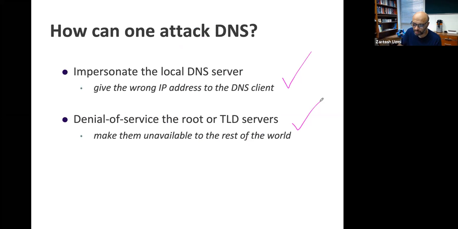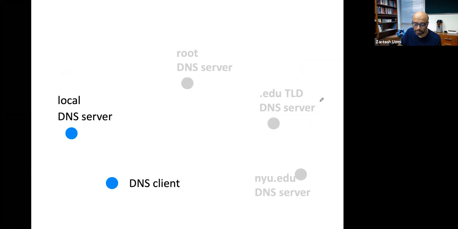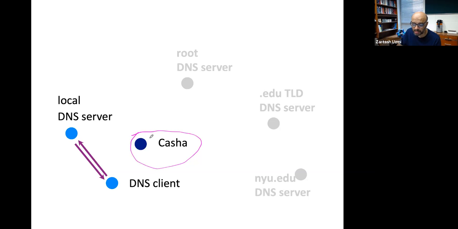We don't have an exhaustive list here, but another way that you can attack the DNS system is this: you have a DNS client which requires translation from the local DNS server. Now, this Kasha guy is not an impersonator, not a denial of service attacker. This Kasha guy is a cache poisoner. My local DNS server has a cache, and this Kasha guy can go and poison the DNS cache somehow.